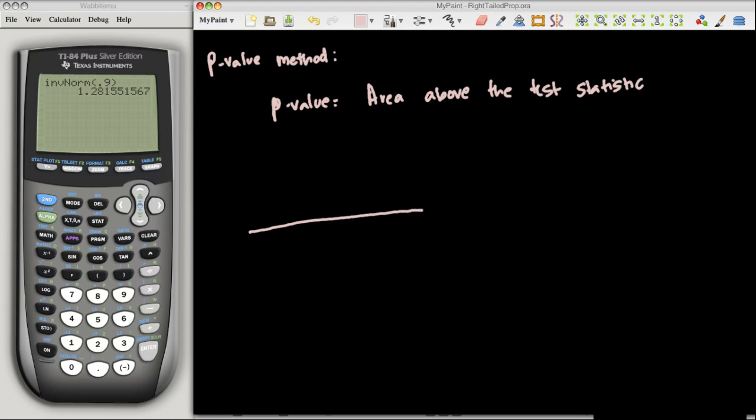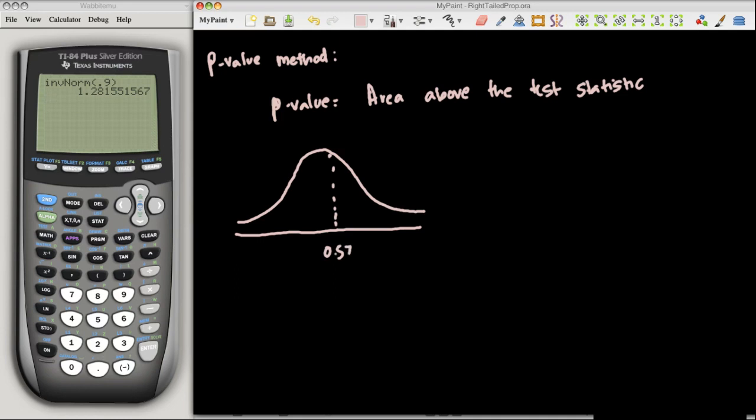So I'm going to go ahead and sketch a normal distribution, and the test statistic is 0.5791 from step 3. I'd like to find this area above. If I find the area above, I'll find the p-value.